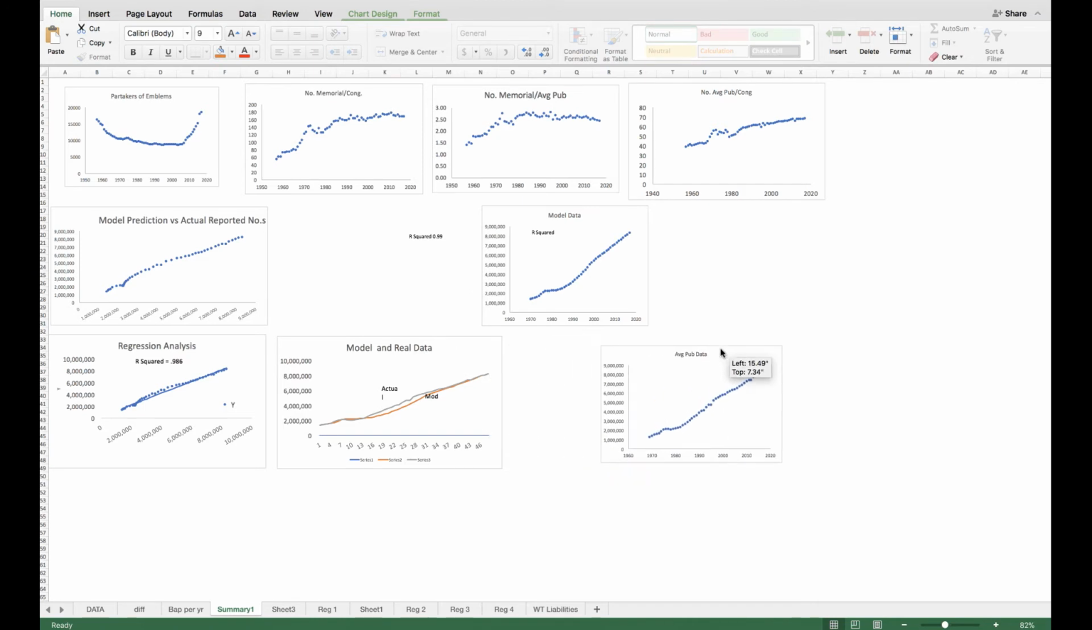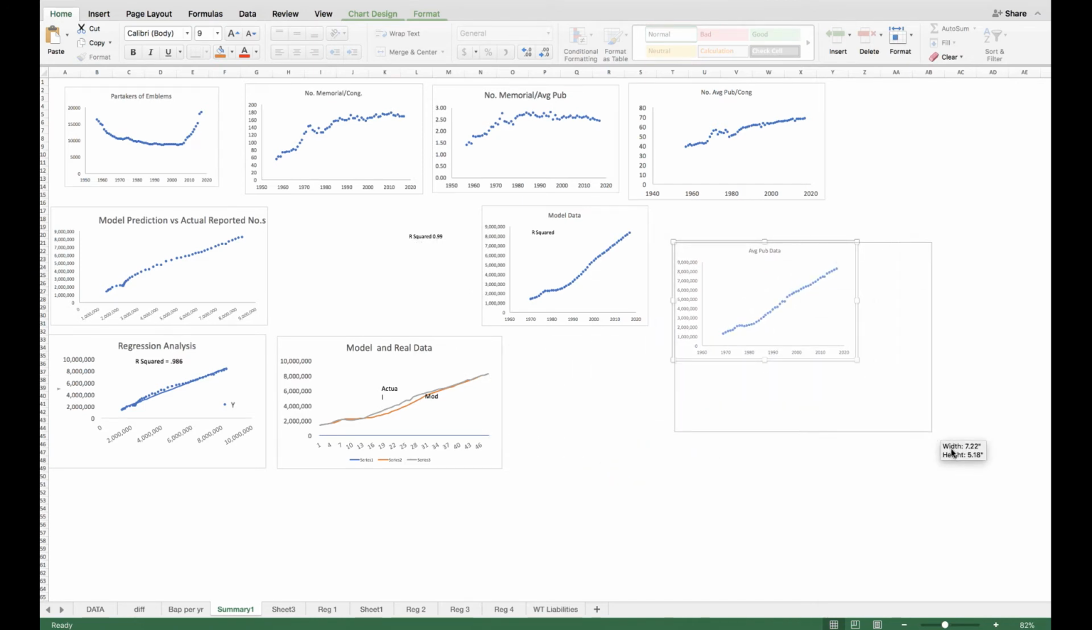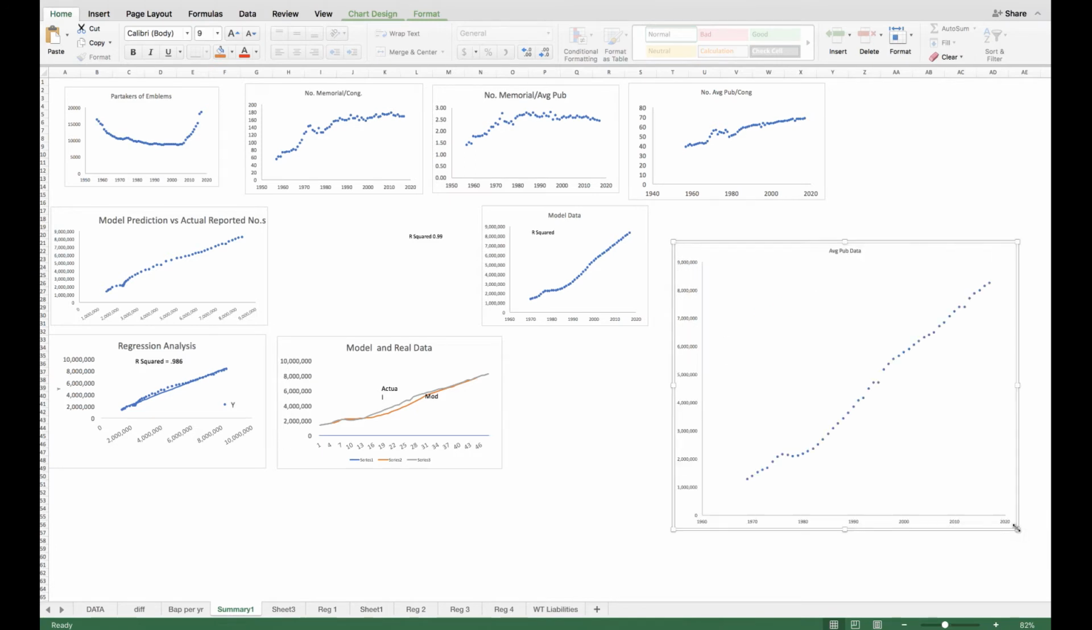This is an important chart right here. This is the growth rate, the average publisher over time. The x-axis is the year, 1969 to 2017, and this is the number of publishers in the millions. So this is the growth rate of publishers. And look how smooth that data is.